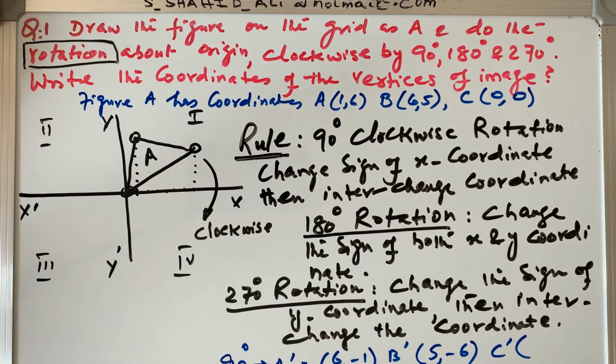So what do we have to do? Change the sign of the x coordinate. Oh, it is 0, 0. So 0, 0 has no impact. 0, 0 remains 0, 0. So we have the 90 degree rotation.